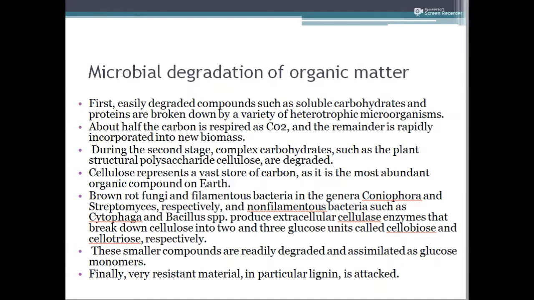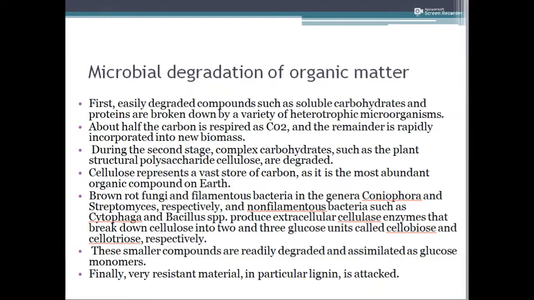So, in the microbial degradation of organic matter, firstly, the soluble carbohydrates like glucose, as well as the soluble proteins, are degraded. After that, the complex carbohydrates and structural polysaccharides like celluloses are degraded.